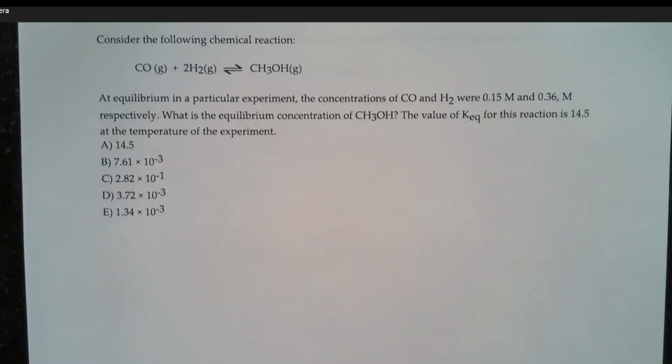Consider the chemical reaction. Carbon monoxide and 2 hydrogen gas molecules come together and form, looks like a molecule of methanol, CH3OH. At equilibrium, in a particular experiment, the concentrations of CO and H2 were 0.15 and 0.36 respectively. What is the equilibrium concentration of CH3OH? The value of the equilibrium constant for this reaction is 14.5 at this temperature. So no ice table yet.